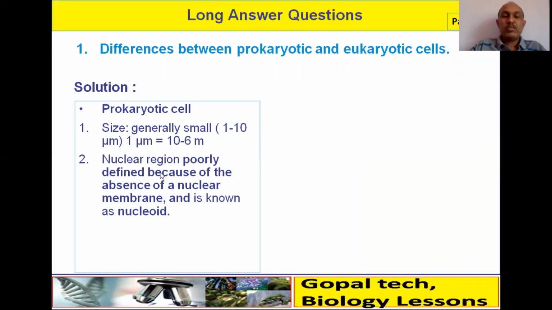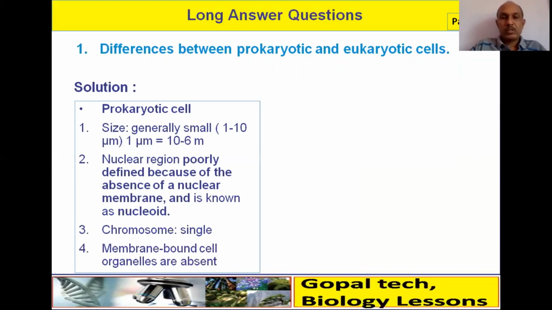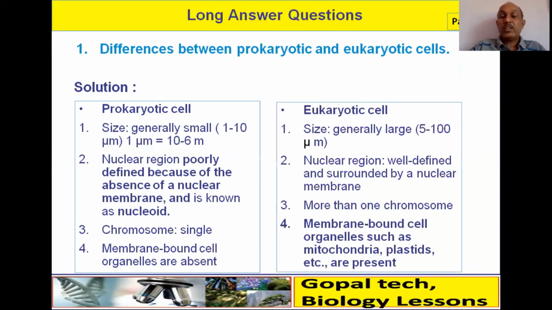Nuclear region is poorly defined because of the absence of a nuclear membrane and is known as nucleoid. Chromosome is single. Membrane bound cell organelles are absent. Eukaryotic cell is generally larger in size, 5 to 100 micrometres. Nuclear region is well defined and surrounded by a nuclear membrane. More than one chromosome. Membrane bound cell organelles such as mitochondria and plastids are present. One more you can add: nucleolus is absent in the prokaryotic cell, nucleolus is present in the eukaryotic cell. You can add that also.